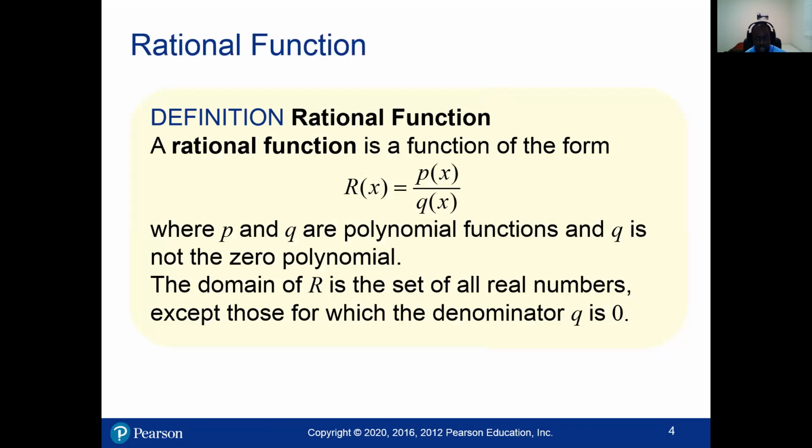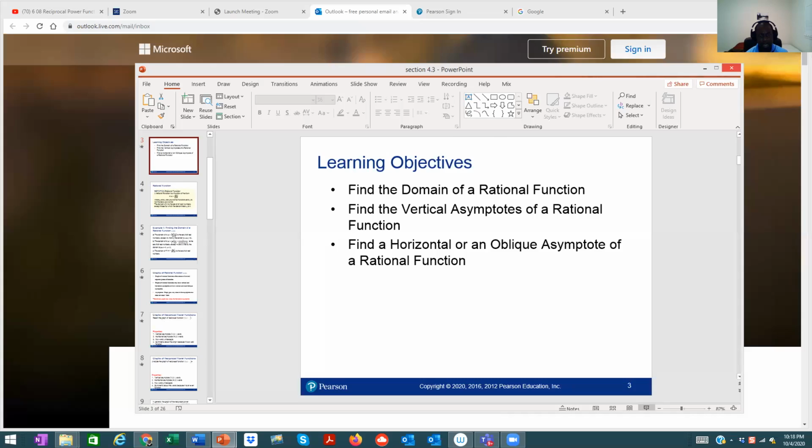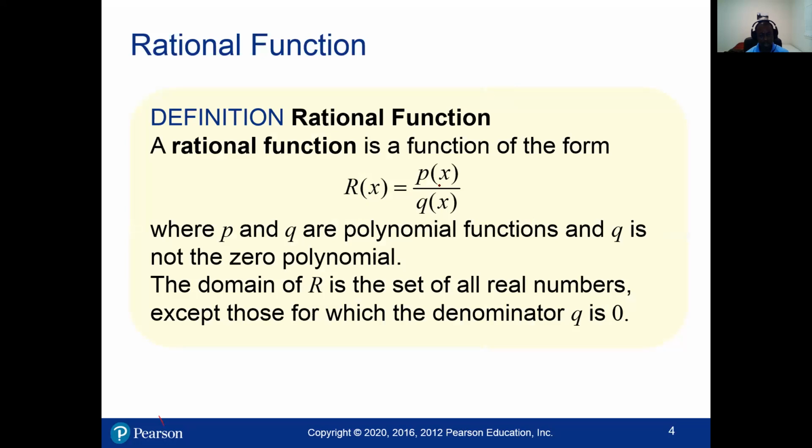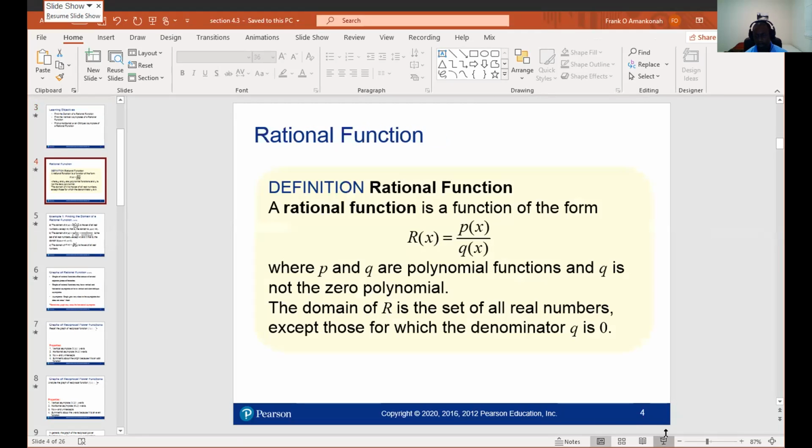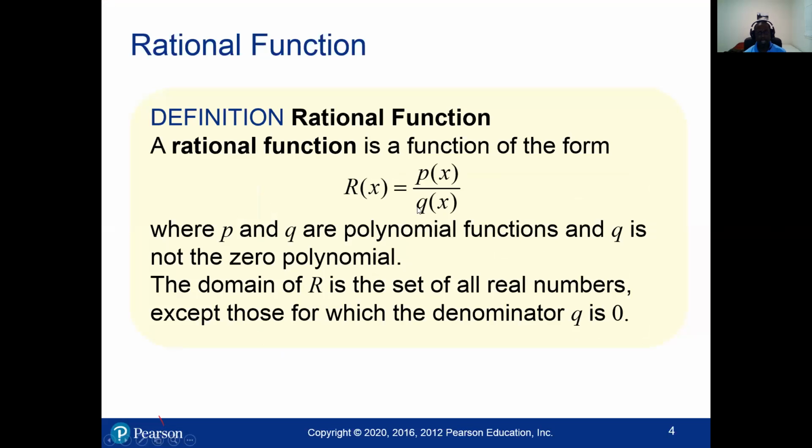Okay, so here's the definition of a rational function. A rational function is rational, like a rational number. But here, instead of having numbers, you have what? You have polynomials. So r of x is equal to p of x over q of x, where p and q are polynomials, they're polynomial functions.